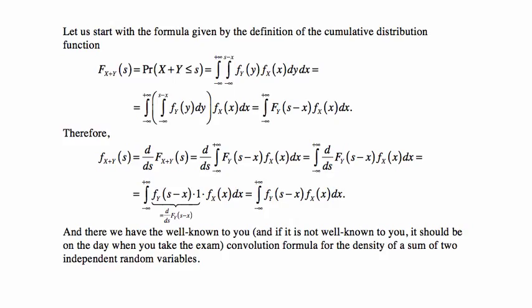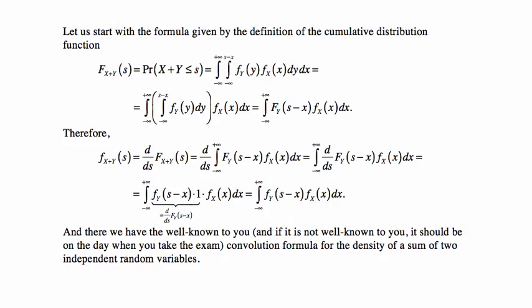So we actually know where the convolution formula comes from if we look at the cumulative distribution function for a sum of two independent random variables. Well, the CDF is the probability that x plus y is less than or equal to something. Let's call that something s for a sum.